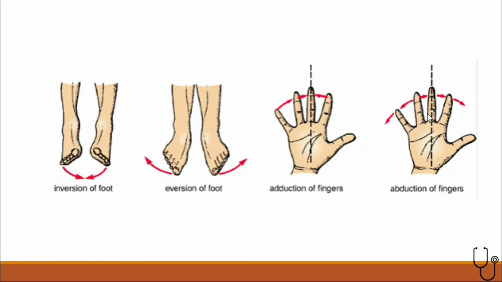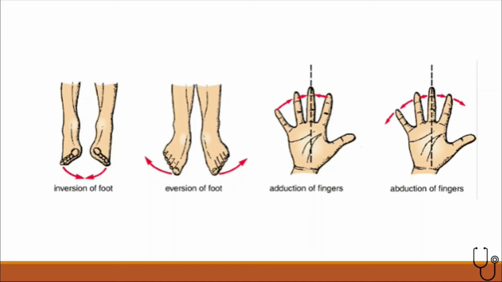Then the inversion and the eversion of the foot. The inversion of the foot means the medial rotation of the foot, with the sole of the foot on the medial side. This is the sole of the foot. It is on the medial side in the inversion of the foot. Then in the eversion of the foot, the sole of the foot is on the lateral side. You can see it in this picture.